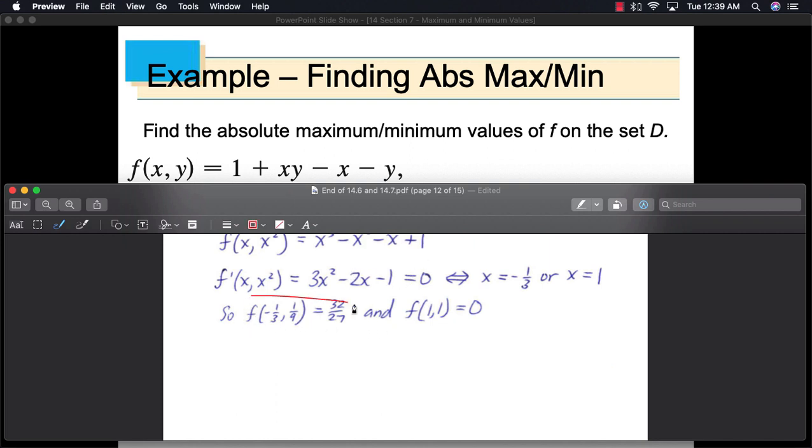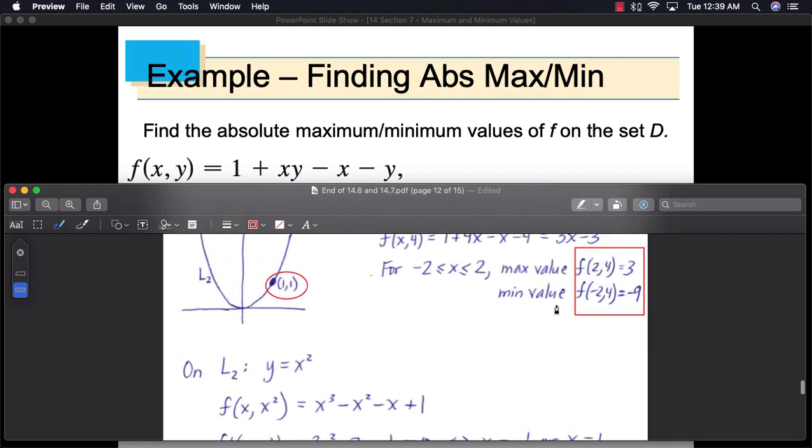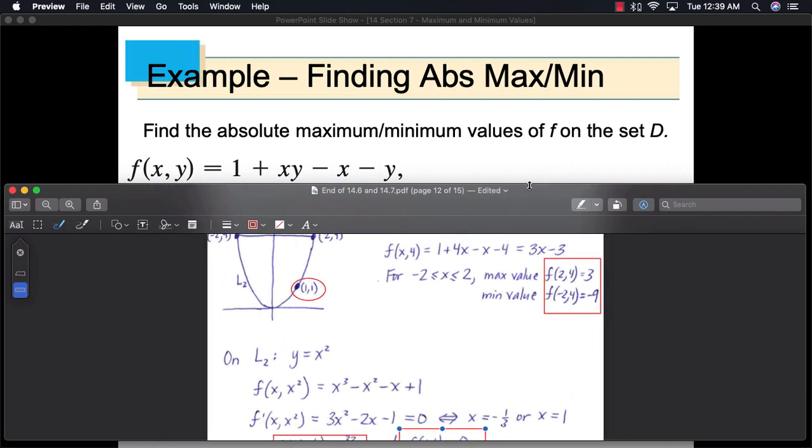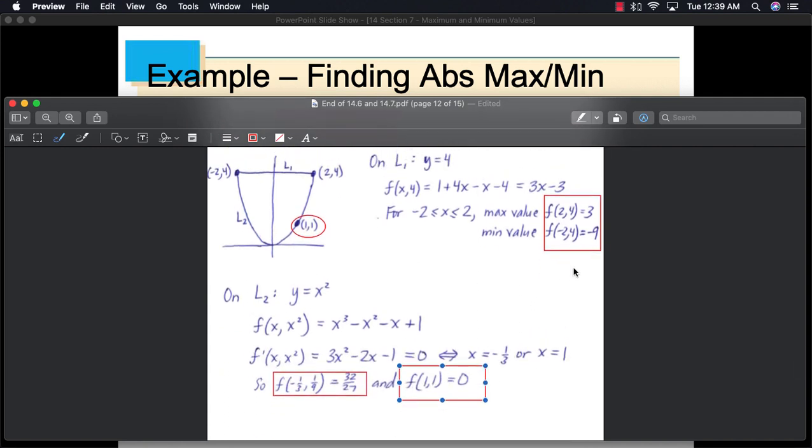So the values we're going to consider is this guy, which we already had, and these two guys right here. So actually, in this particular case, it looks like our max and min occurred at these two endpoint corners right here.